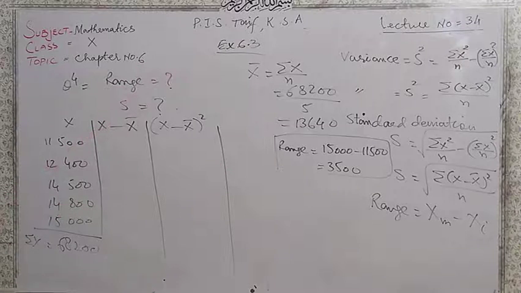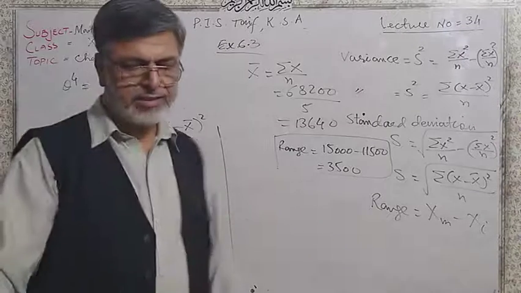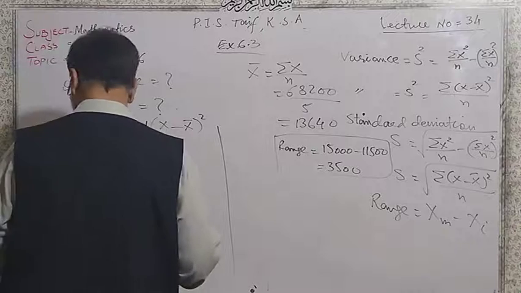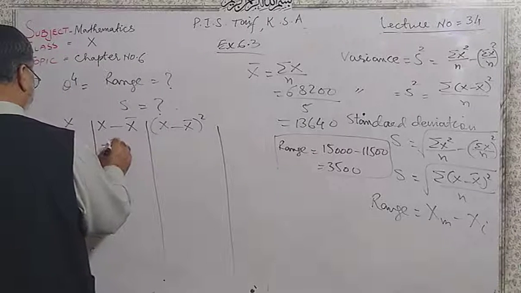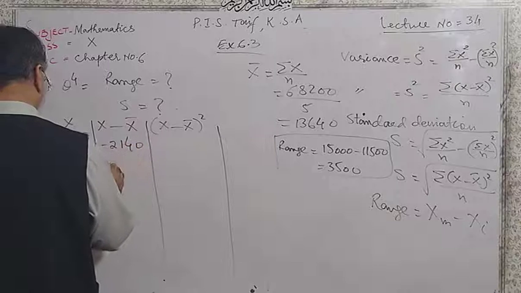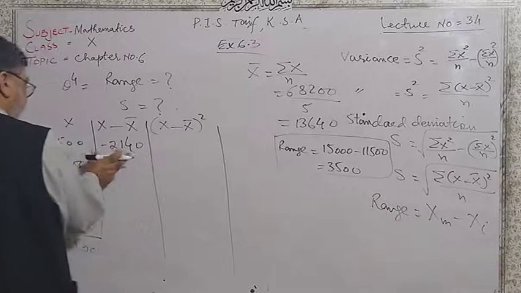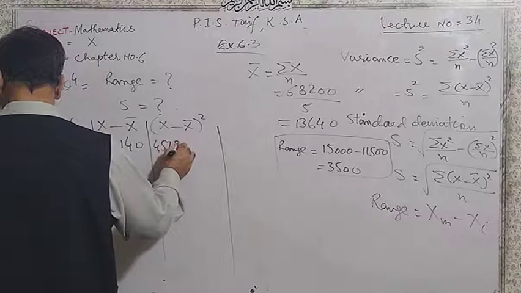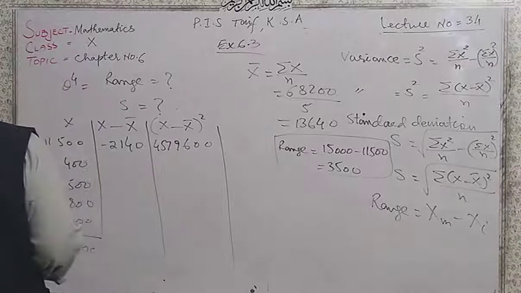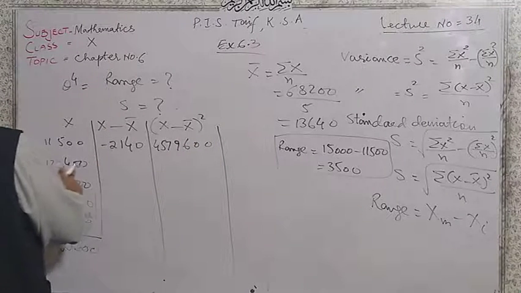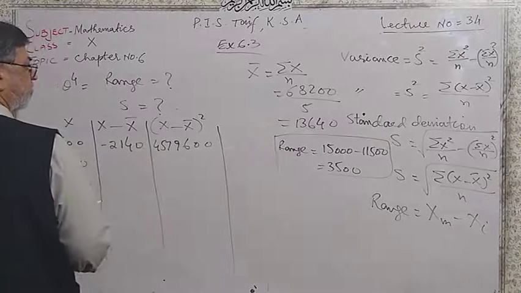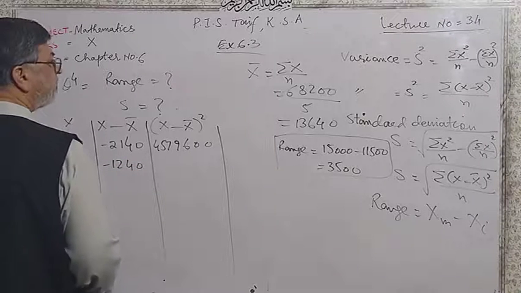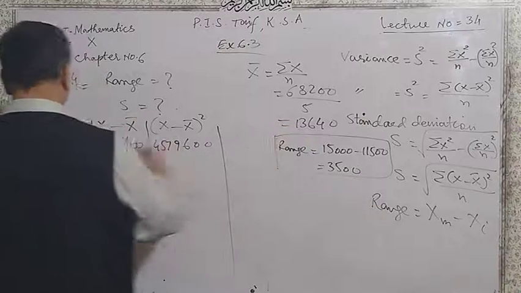Now again come to this point. Now we have to subtract x bar from every x value. That will be minus 2140, and when you take the square of this number, it will be 4579600. Then this will be 12,400 minus that number. So we will have minus 1240.